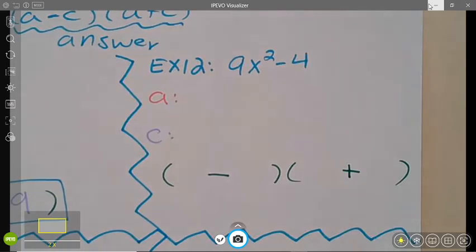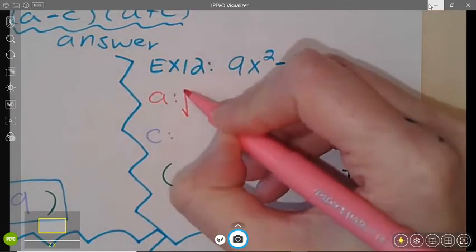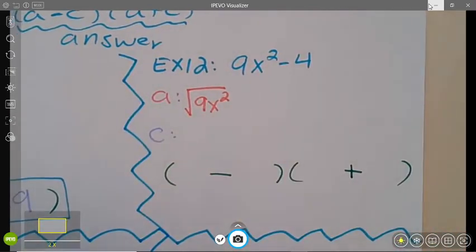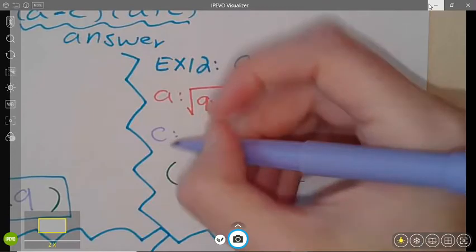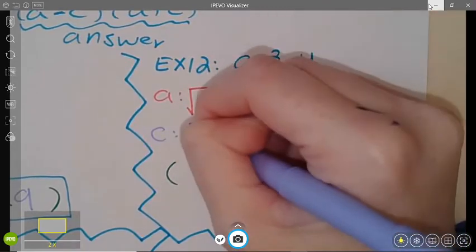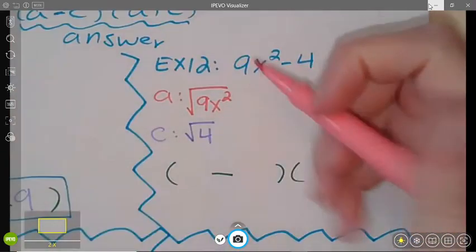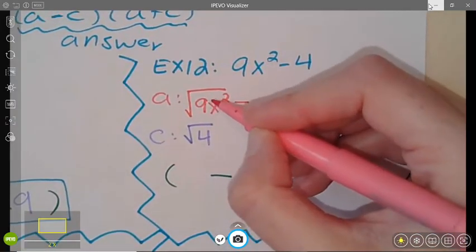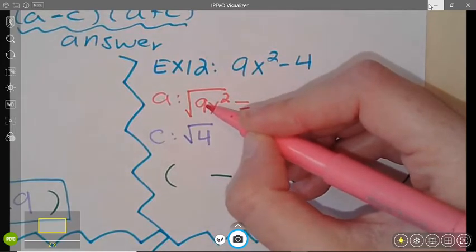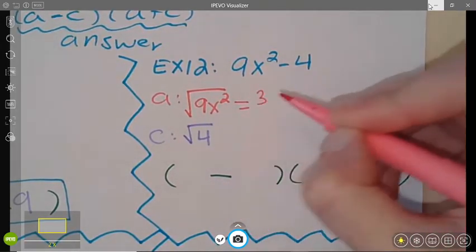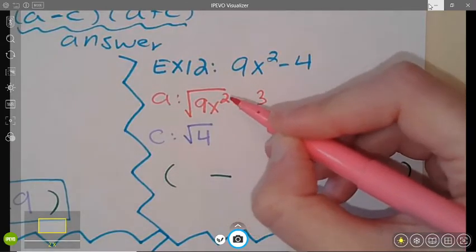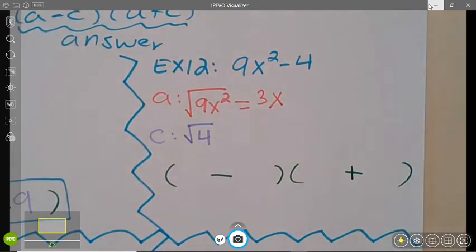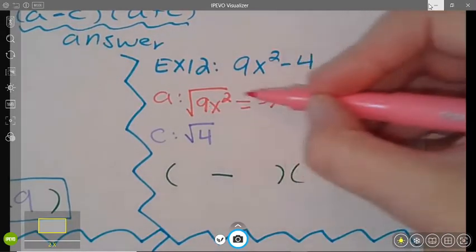Okay, so all we're going to do, we're going to square root the first term, which is 9x squared. And my second term is the minus 4, but don't forget, you don't include the negative. Okay, and then the square root of 9x squared, well, I'm going to do it one at a time. The square root of 9, what times what gives you 9? That would be 3. And then what times what gives you x squared? It would be x to the first. So my first term is going to be 3x. 3x times 3x gives you 9x squared.